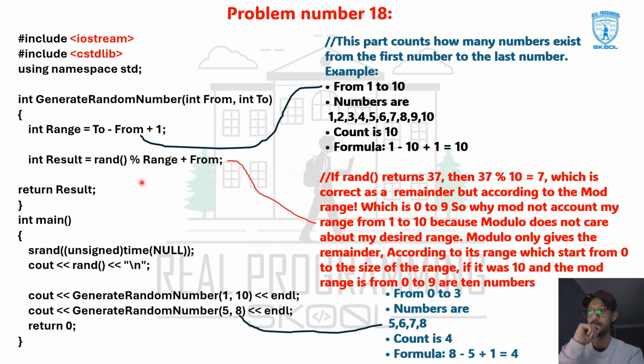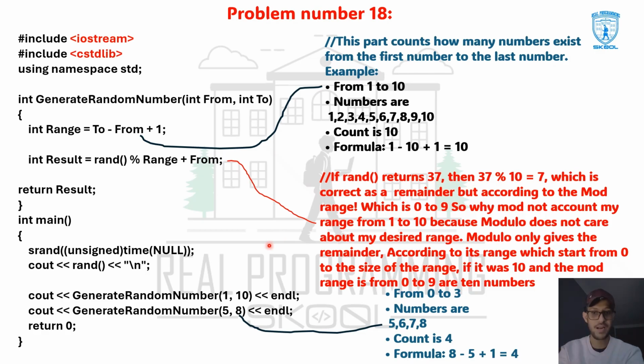For the second time, we use the rand mod range, and the rand returns, for example, not 37 but the number 30. 30 mod 10 will give me 0. And this is wrong, because I don't have any 0 in my range. My range starts from 1 and its ending point is 10. So if you go now and open your calculator and write 30 mod 10, it will give you 0.